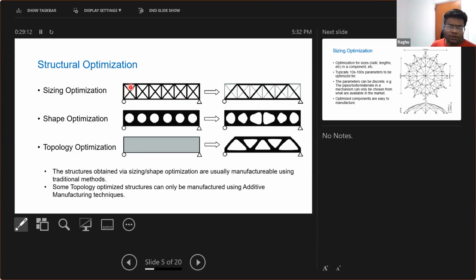Yeah, so you would actually observe that these members which have disappeared would have the least stresses, and that's why they are removed by the optimization algorithm. And by these kind of algorithms, you can see that the computer is designing the structures with very little input from the user.